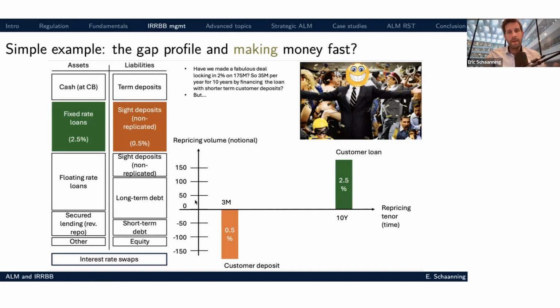What we plot is on the vertical axis, the notional amount, and on the horizontal axis, we plot when these items reprice, so when the interest rate resets. The fixed rate loan has a fixed rate of 2.5%, fixed for the next 10 years. And the sight deposit has a 3 month, or we can also say a term deposit if we want, for 3 months, it's fixed at 0.5%. So we think we'd make 2% for the next 10 years on this.